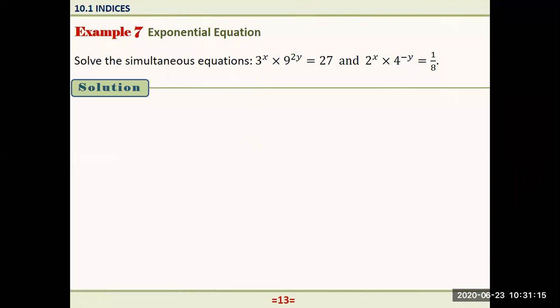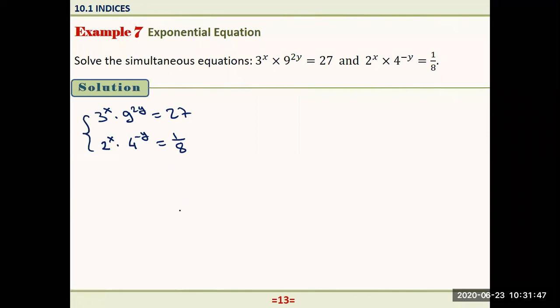Another example. Solve the simultaneous equations. Yeah, simultaneous equations, but they are not linear equations. They are exponential equations, right? So here, the first equation is 3 to the power x times 9 to the power 2y is equal to 27. And the second equation is 2 to the power x times 4 to the power negative y is equal to 1 over 8.